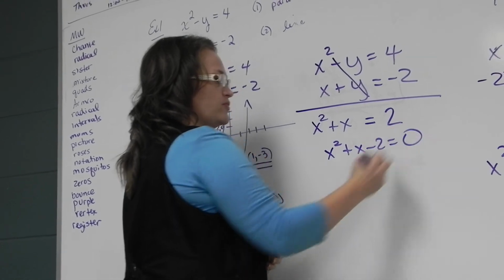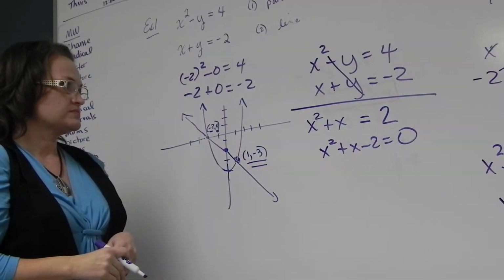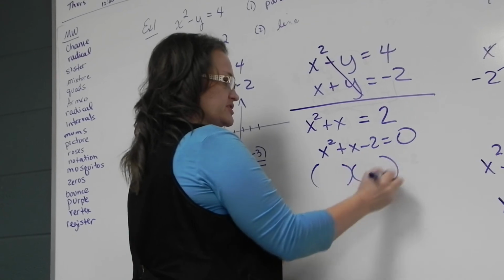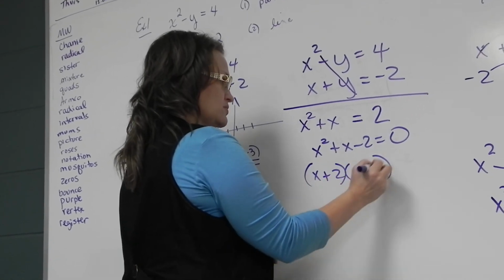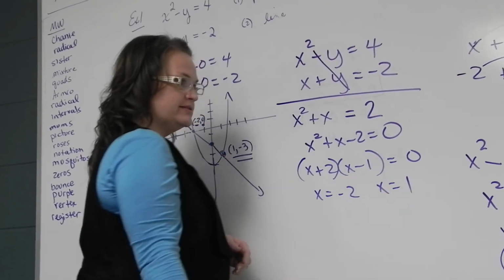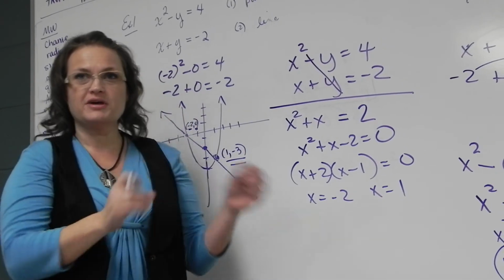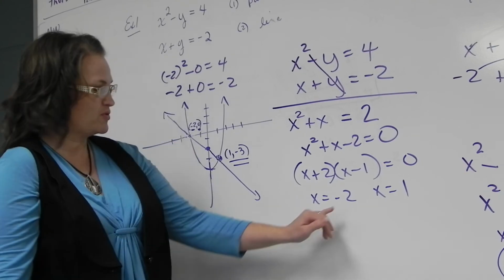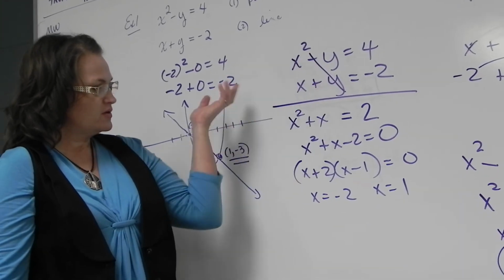We get it in standard form, and then we factor and go through our steps as before. We get x is -2, x is 1, and then go pick up the y values like we did before by plugging in -2 for one of the x's.